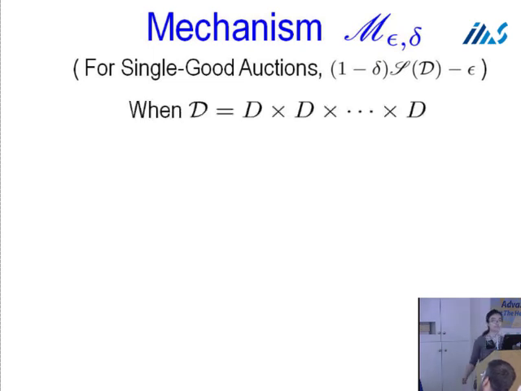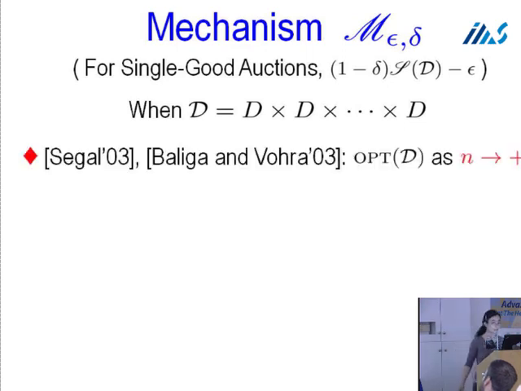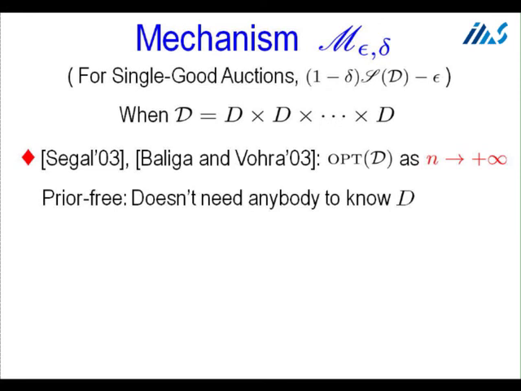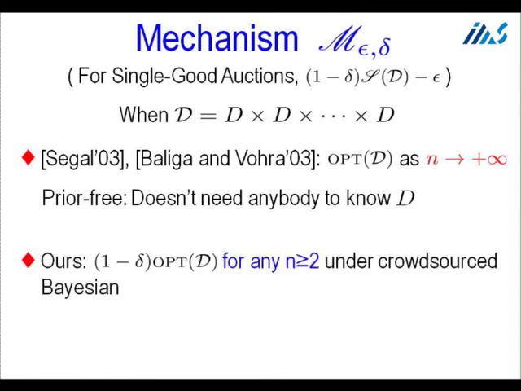And moreover, if the players' distributions are actually IID, then what can we know? We know from these authors that in a prior-free setting, where nobody needs to know the distribution, they can learn this distribution when the number of players goes to infinity. And they can actually almost achieve this optimal benchmark as n goes to infinity. But here, our bound is not asymptotic. It works for any number of players. So we achieve 1 minus delta fraction of the optimal. Why? Because when the distribution is IID, the star benchmark actually is the optimal benchmark. But our assumption is the crowdsourced Bayesian.